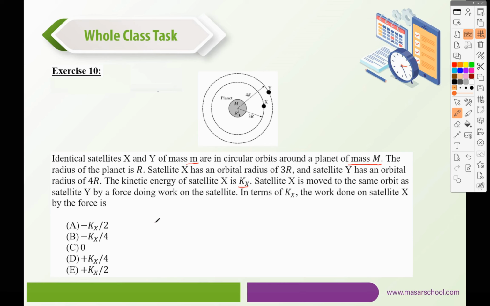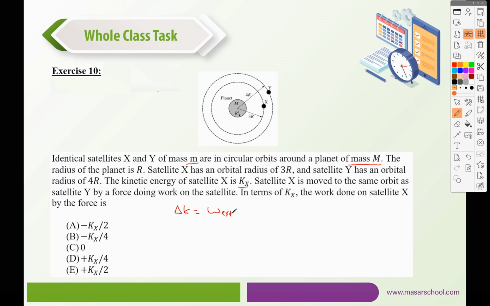So in order to determine the work done on the satellite X by the force in relation to the kinetic energy, we need to use the work energy theorem, and this is a very important exercise. So let's apply the work energy theorem. The work energy theorem states that the variation in the kinetic energy is equal to the work done by the external forces.